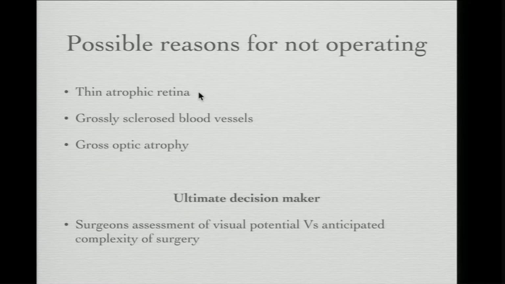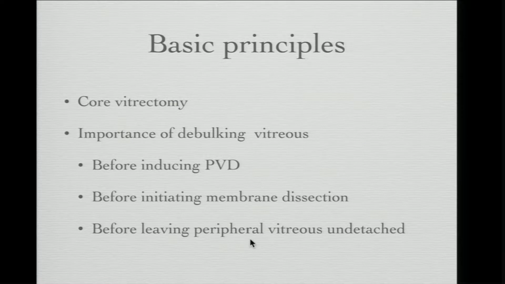What about possible reasons for not operating? A very thin atrophic retina, grossly sclerosed blood vessels, and gross optic atrophy. I'm sure each one of you in this hall must have had experience where each one of these is not a contraindication for operating. That despite a pale disc, despite sclerosed vessels, and despite a thin-looking retina, they have recovered useful vision. So these are all relative contraindications. I'm not saying absolute contraindications. So the ultimate decision maker is your assessment of what is the visual potential versus the anticipated complexity of surgery.